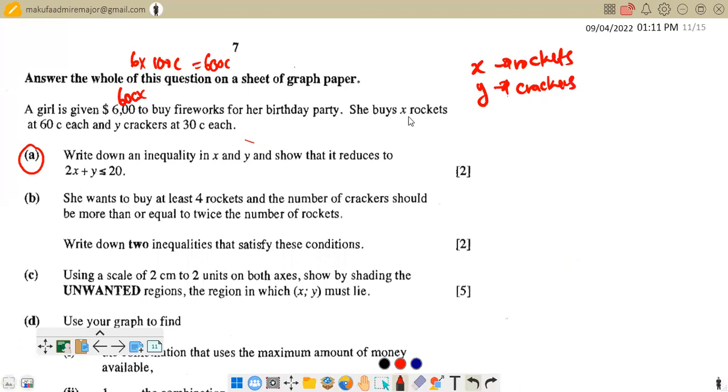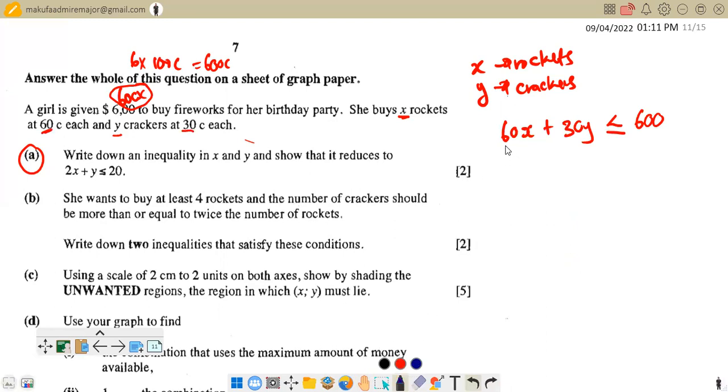And you buy x rockets, each costing 60 cents. So you're going to multiply 60 cents multiplied by x, plus you buy y crackers, each at 30 cents. So it's going to be 30y like this. And the whole amount that you just have is 600 cents. So there's no way that you can use an amount that is greater than 600. But you're going to use an amount that is less than 600, or it can be equal to that 600. You can't exceed the amount of money that you have. If you are budgeting something, you want to buy something, definitely you budget according to the money that you have. Okay, I've got this, so I'm going to use this or less than that. All right, so that is the inequality.